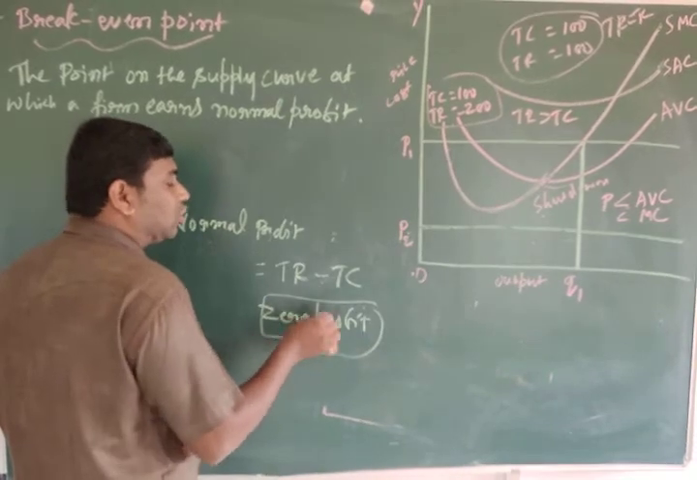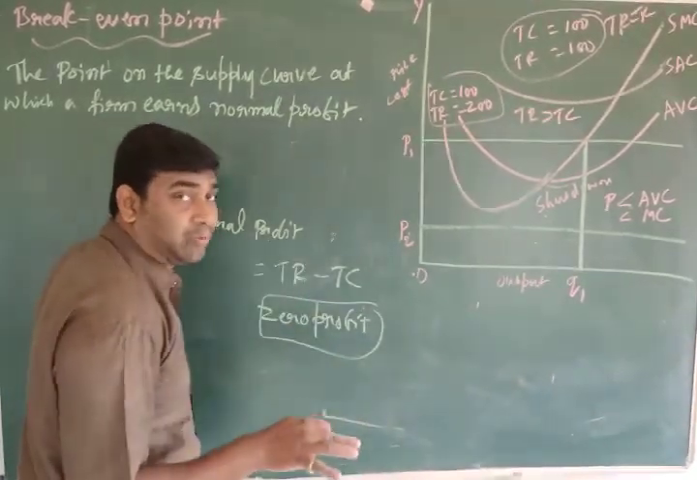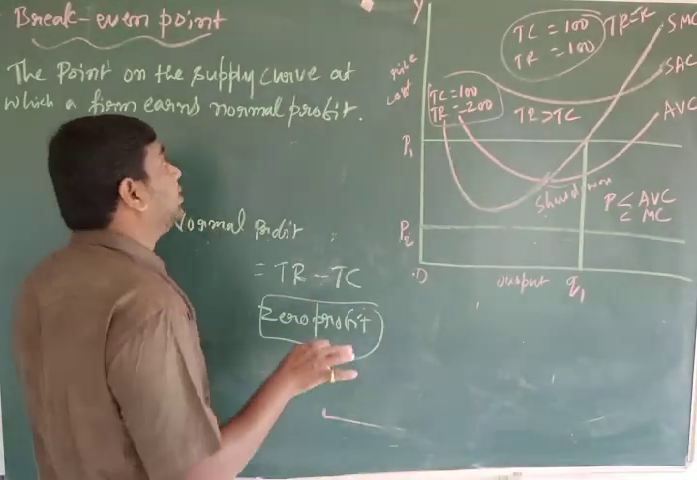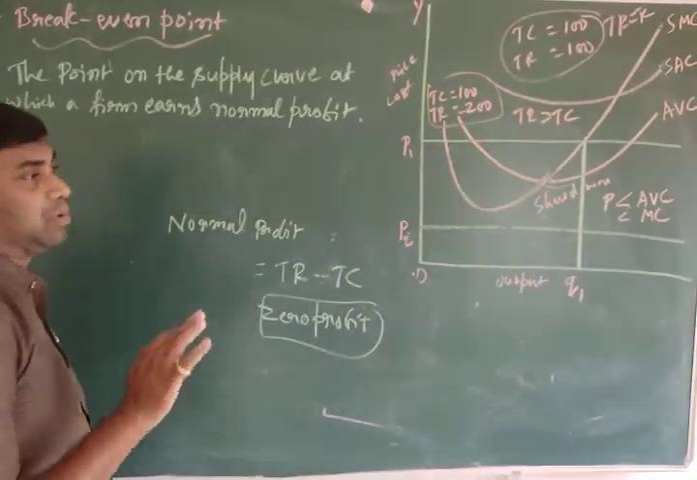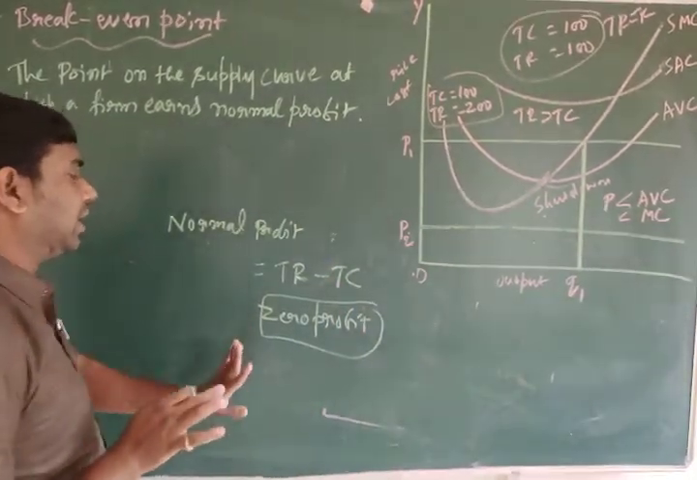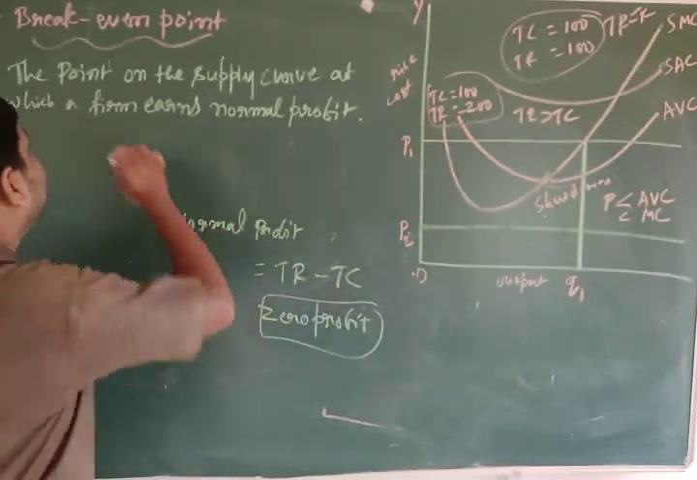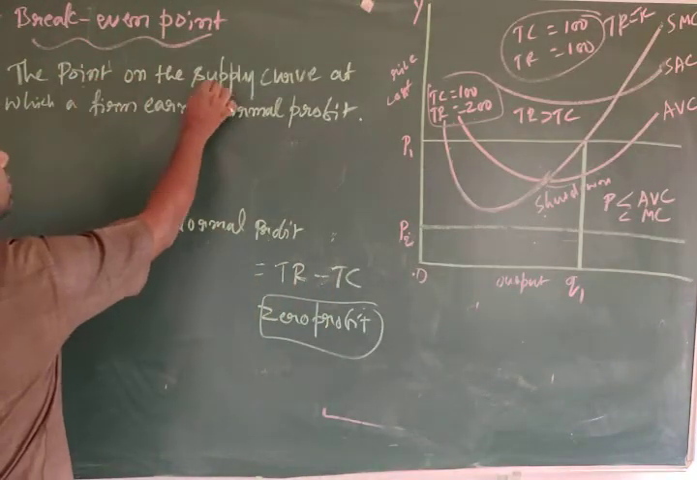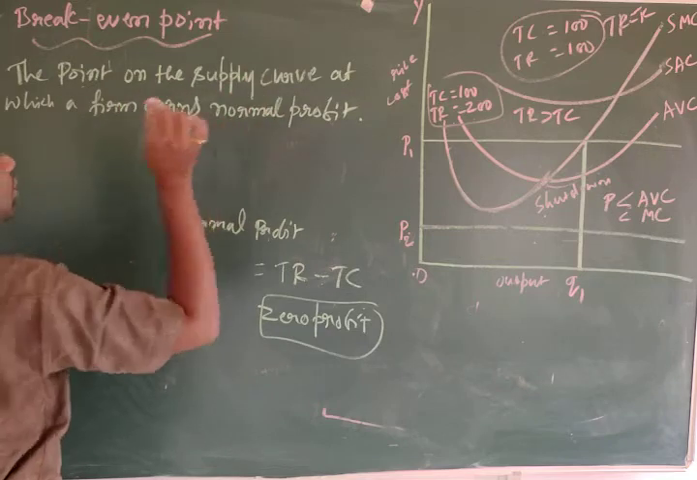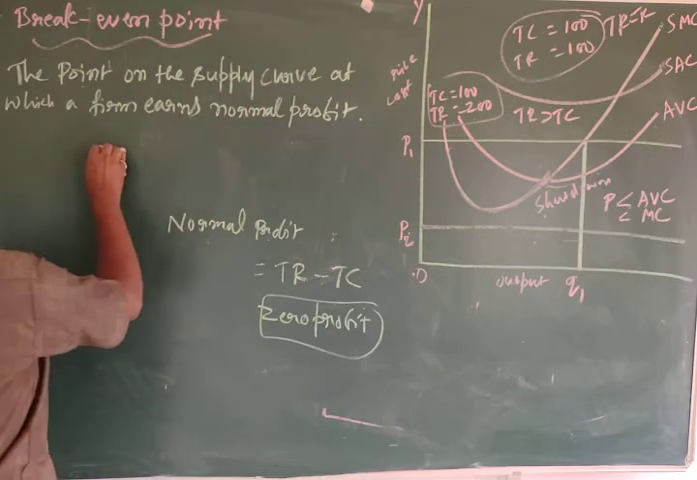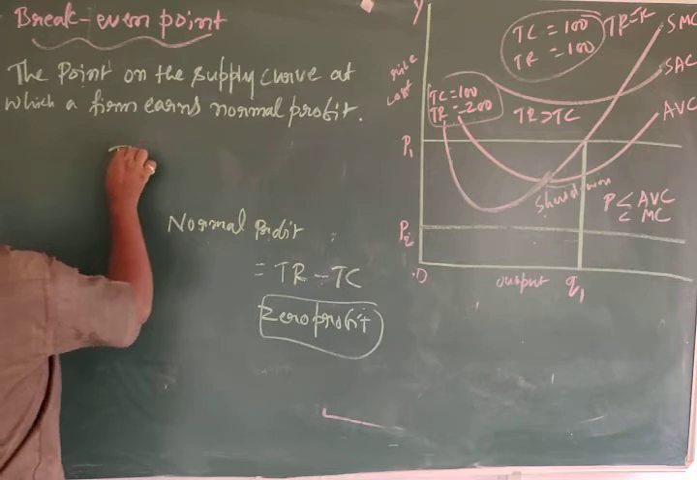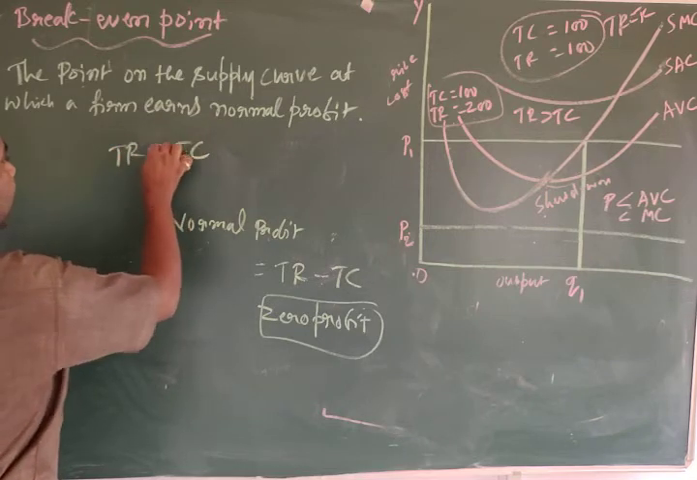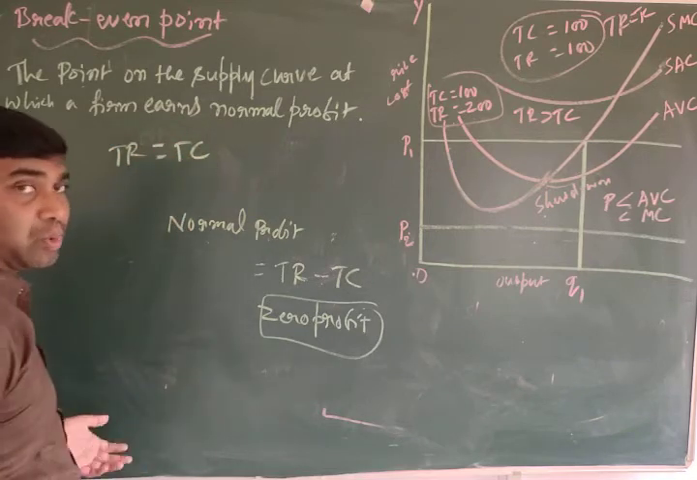That means zero profit. There is no profit earned by the firm in this situation. Which situation? At the point of normal profit. Zero profit. Next is break-even point. The point on the supply curve at which a firm earns normal profit. We can mention it like this: TR equals TC.